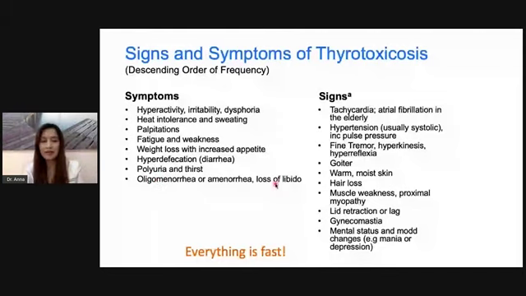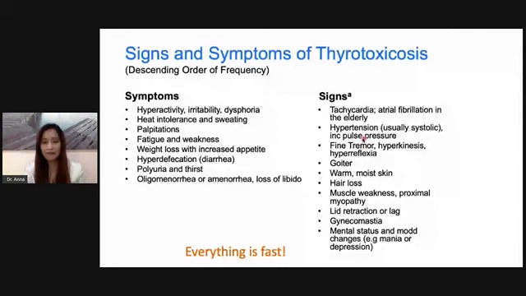Physical manifestations can include tachycardia, and sometimes atrial fibrillation in the elderly, especially in patients with thyrotoxic heart disease. Hypertension, as I mentioned earlier, is usually a systolic hypertension. So if you have a systolic hypertension, you can have an increased pulse pressure. Remember your pulse pressure, the difference between your systolic and your diastolic blood pressure.